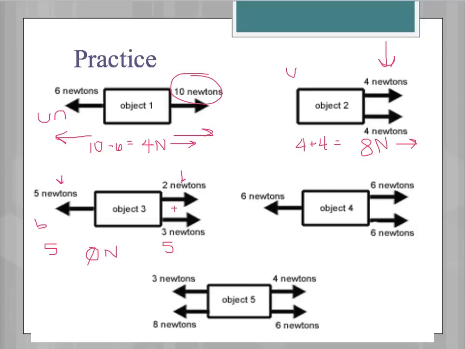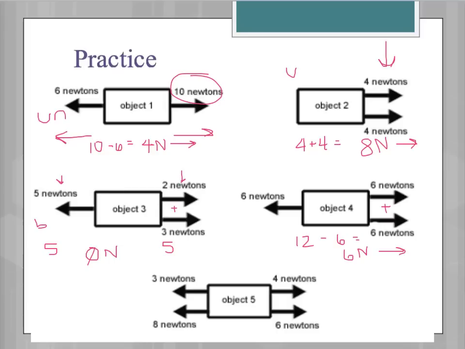Object 4, again, we've got 3 different forces acting on it. On the left side I have 6. On the right side I'm going to add those 2 6s up to get 12. So I'm going to find the difference. I've got 12 on one side, 6 on the other. My overall is going to be 6 newtons, and it's going to go to the right side.